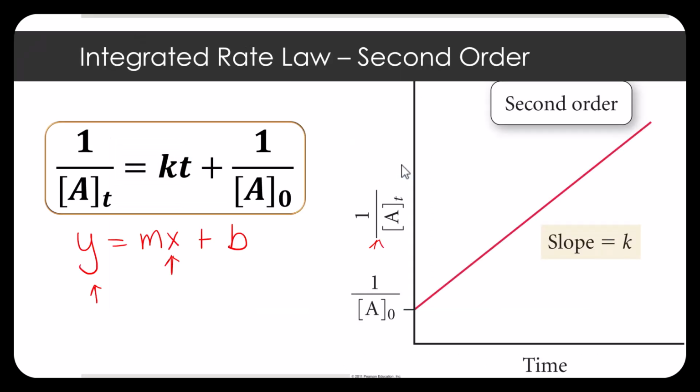Now to solve second order reaction problems, you're going to see things very similar to what we saw for first order. So we would say something like, initially the concentration is this. After 300 seconds goes by, what's the concentration of A? And then you would just use this equation to solve for that concentration of A. We'll see an example of this later on in the videos, but this is just a preview introduction right now.